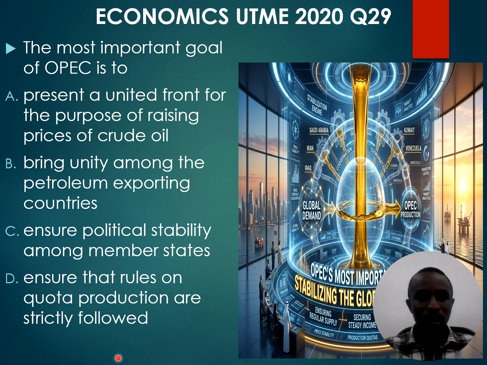Question 29. The most important goal of OPEC, the full meaning of OPEC being Organization of Petroleum Exporting Countries, is... Take note of the question: the most important goal. That means there are other goals that are important, but the most important one is option A, which is to present a united front for the purpose of raising prices of crude oil. The remaining options are means of achieving the main objective. The main objective of OPEC is to stabilize the global oil price.